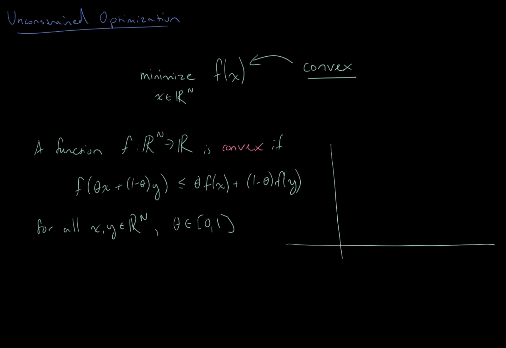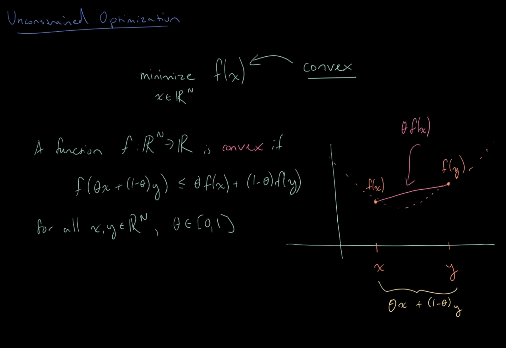So here's a one-dimensional example. Suppose we have some x and some y, and if we think about theta times x plus 1 minus theta times y, as we sweep theta from 0 to 1, this is just sweeping over this interval between x and y. We have some function f, and we can evaluate f at x, and we can evaluate f at y, and what this upper bound is saying, theta times f of x plus 1 minus theta times f of y, is a straight line between f evaluated at x and f evaluated at y.